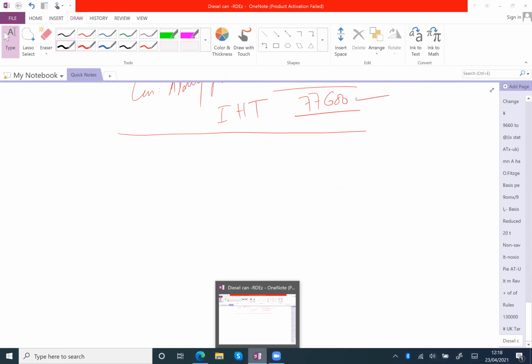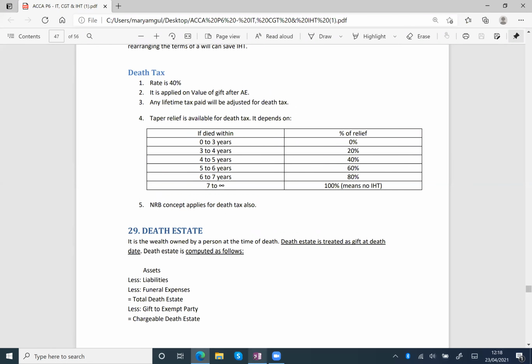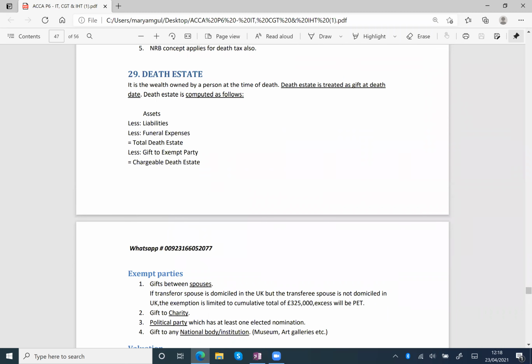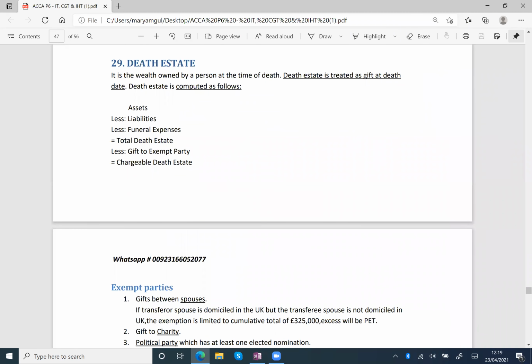Now the next topic is death estate. Death estate is the wealth owned by a person at the time of death. I mean, when one person dies, he leaves his estate. So this is called death estate. And death estate is treated as a gift at the death date. It means you are gifting the asset at the time of death.